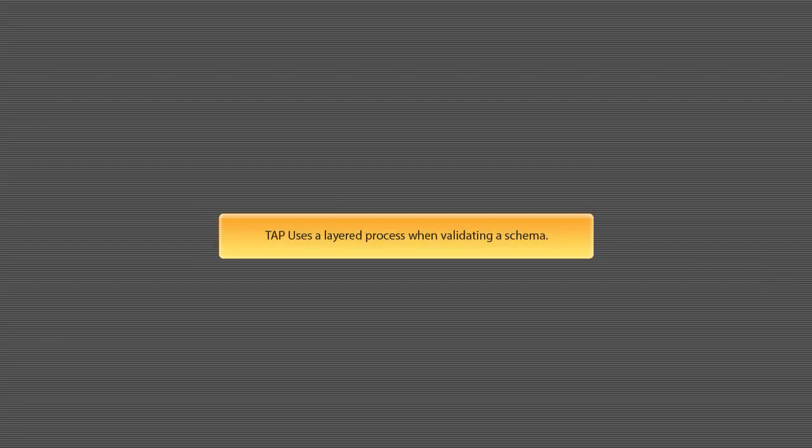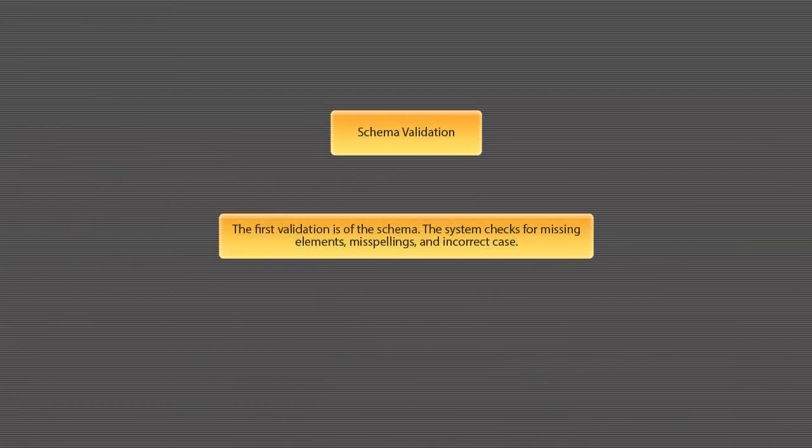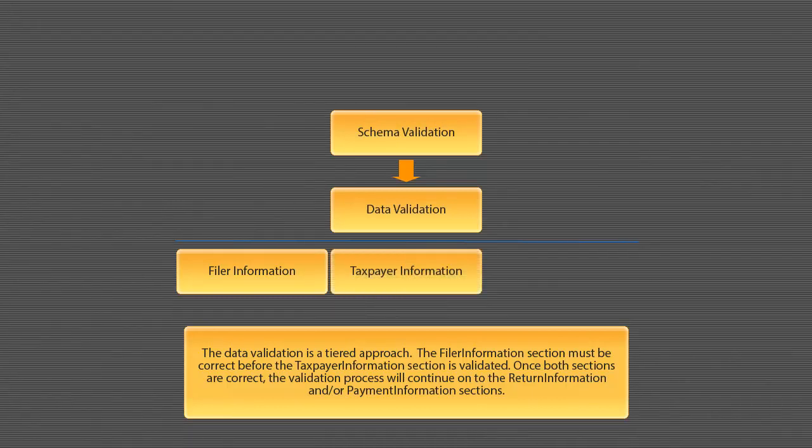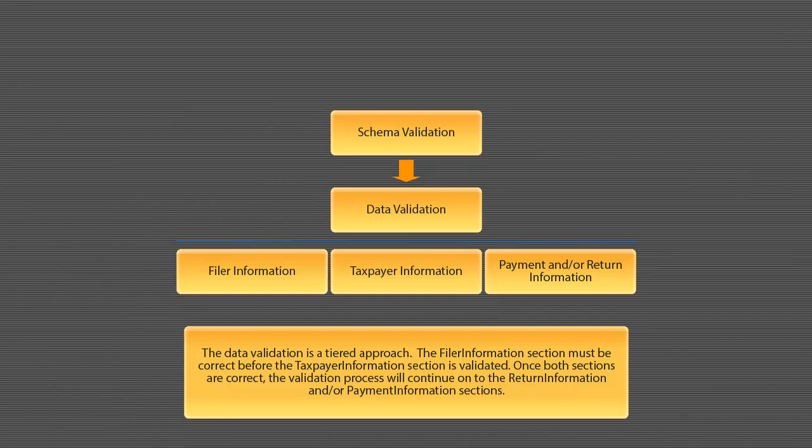TAP uses a layered process when validating a schema. The first validation is of the schema. The system checks for missing elements, misspellings, and incorrect case. The data validation is a tiered approach. The filer information section must be correct before the taxpayer information section is validated. Once both sections are correct, the validation process will continue onto the return information and/or payment information sections.